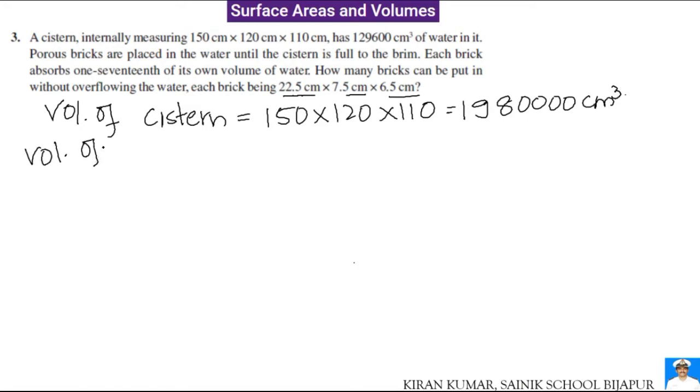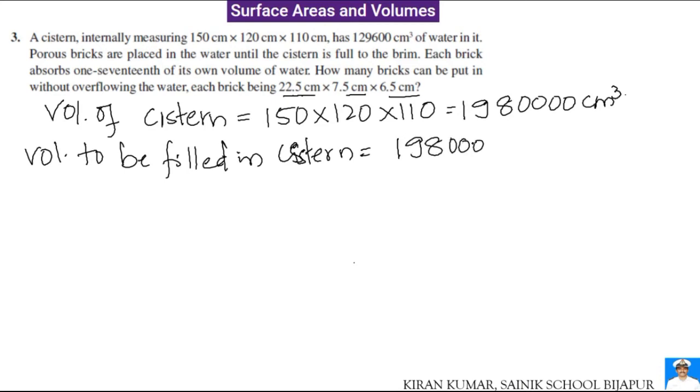Volume to be filled in the cistern will be equal to the total volume minus the volume of the water which is present now, 129600. The difference is 1850400 centimeter cube.